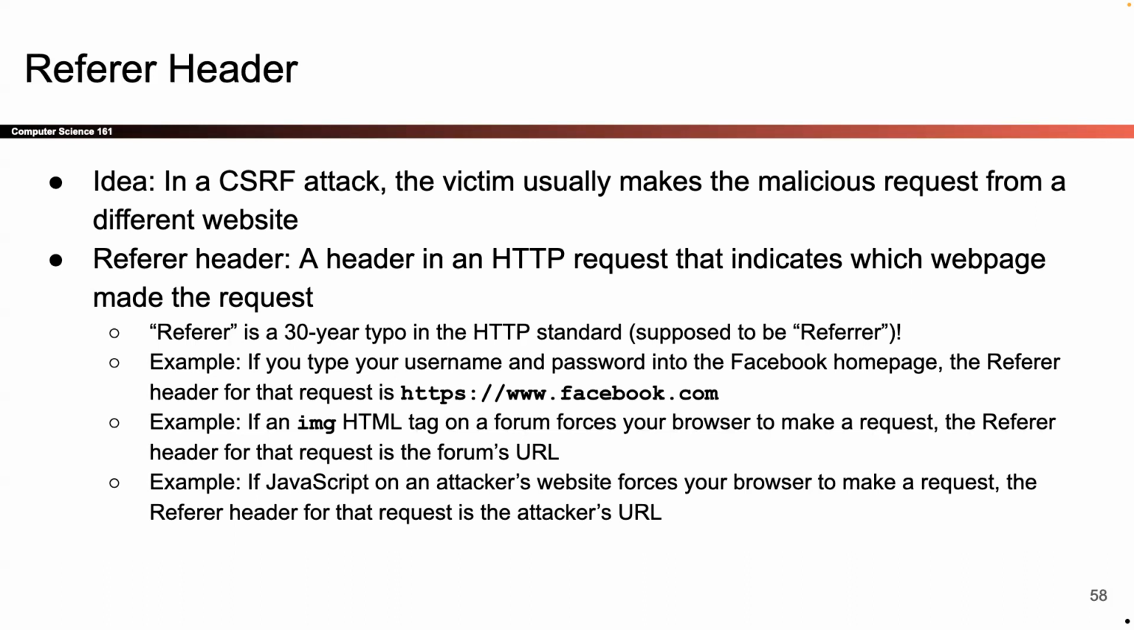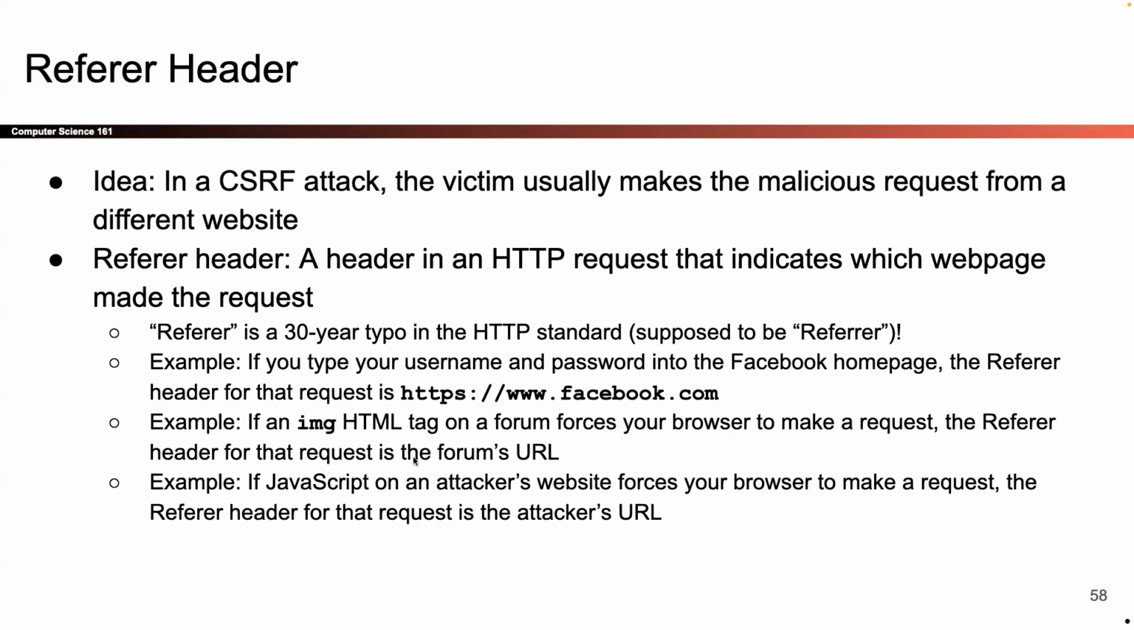Or say I go to the Facebook homepage and I type in my username and password and send it. The referrer header will say, the way that this request was triggered was that they were on www.facebook.com. They typed in their username and password, and then they sent it off. Clicked the submit button. And this works for malicious things too.